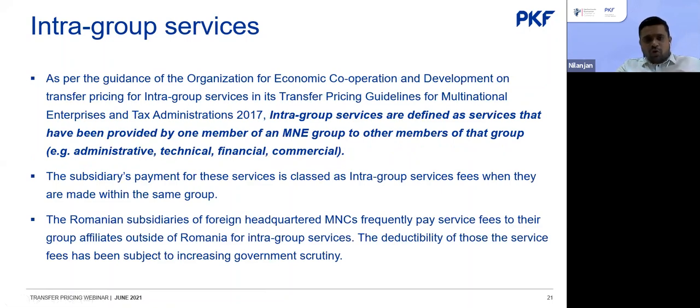So before we go into it, let's discuss what an intragroup service is. An intragroup service is a service that has been provided by one member of a multinational group to other members of that group. It could be administrative, technical, financial, or commercial. As an example, a Romanian entity, which is a subsidiary of a Netherlands parent, might be getting a lot of these intragroup services. So we need to understand what intragroup services are and how payment should be made for these intragroup services.